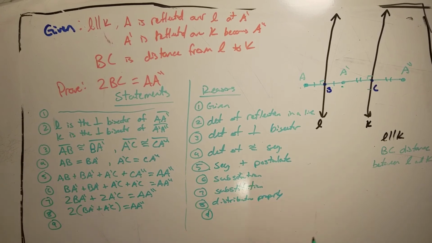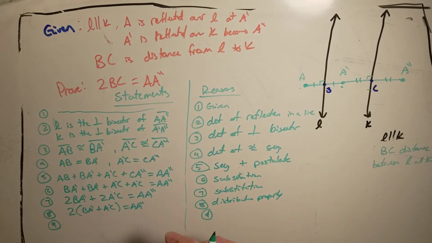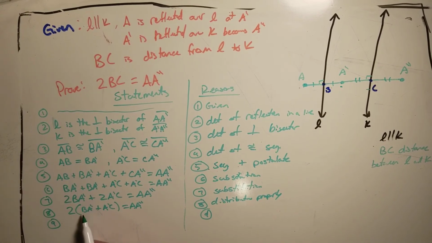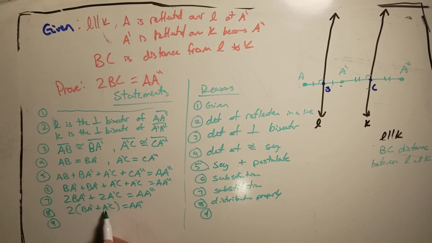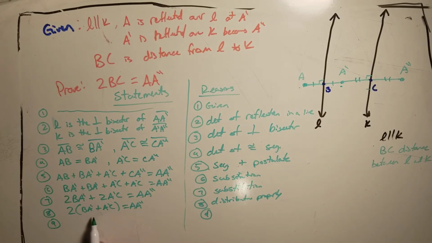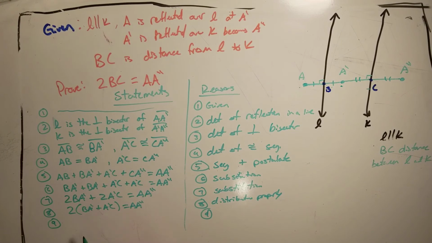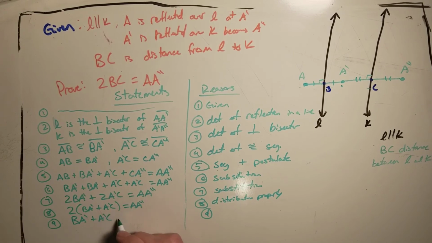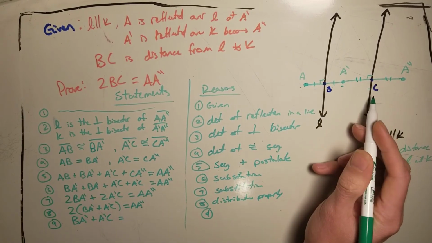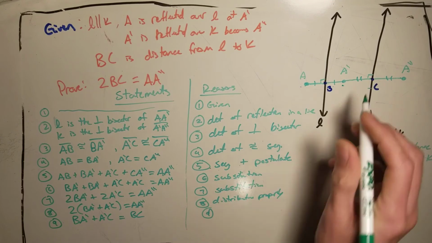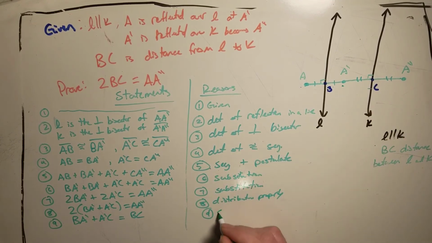And now on to our 9th step. So for our 9th step, we can focus on getting this 2BA prime plus A prime C. If we can replace that, we're almost at what we want to prove. And in order to replace that, we need to say that BA prime plus A prime C is equal to BC, because of, again, the segment addition postulate.